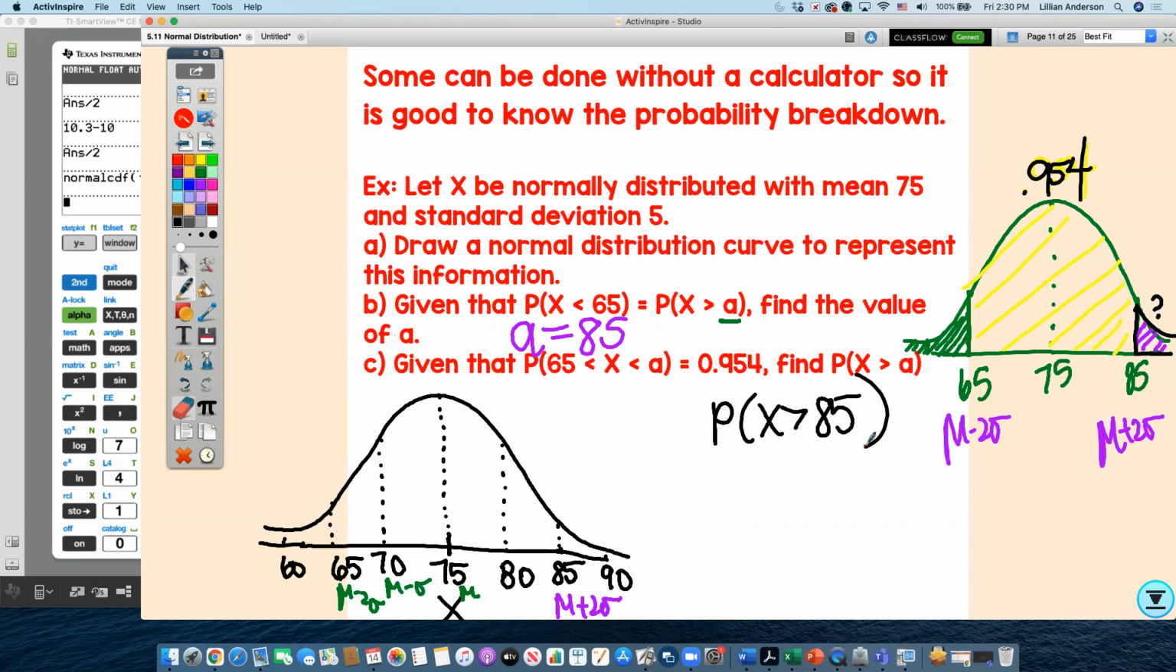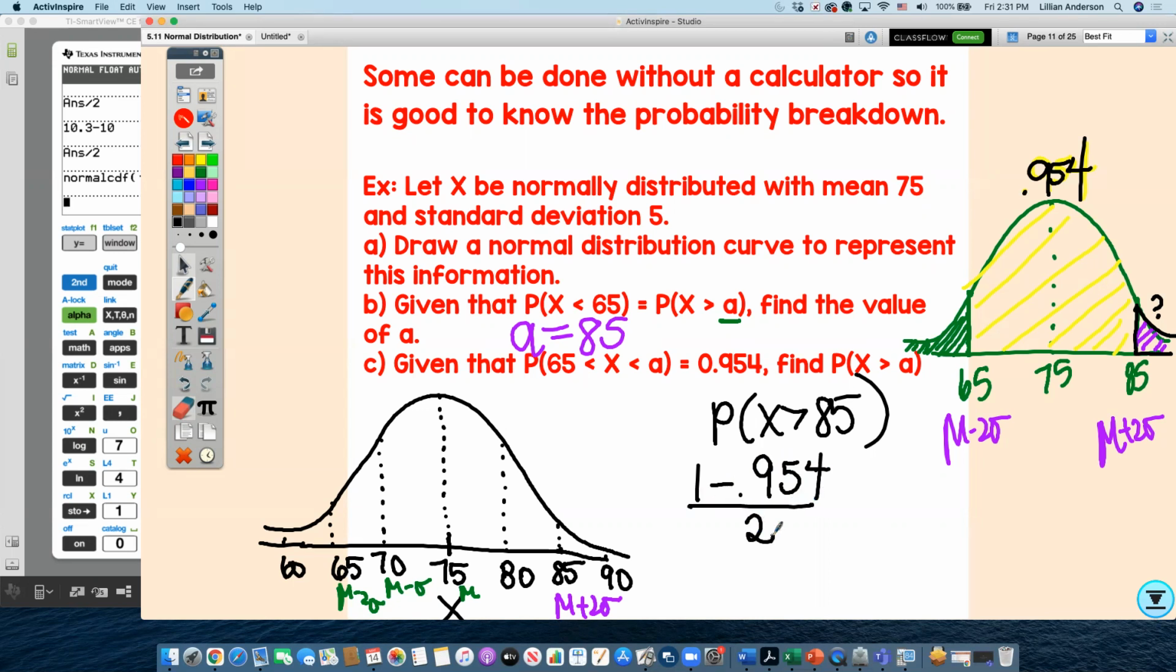How could I find that probability knowing about 2 standard deviations, knowing that the mean splits my curve, my probability in half? How can I find the probability of that purple part that I've boxed in black? That is definitely one way to do it. I can take 1. I can minus it for 0.954. And then that value I can divide by 2.